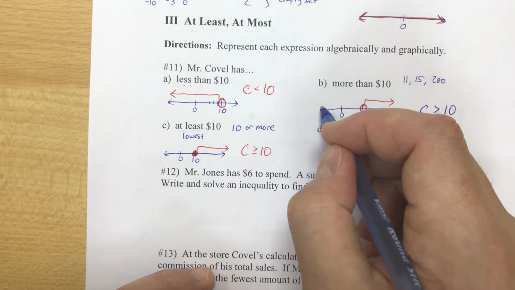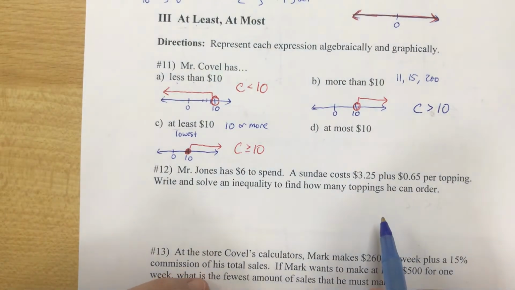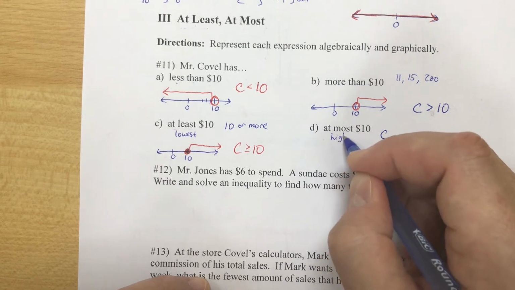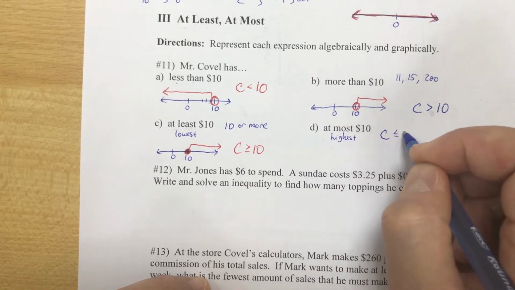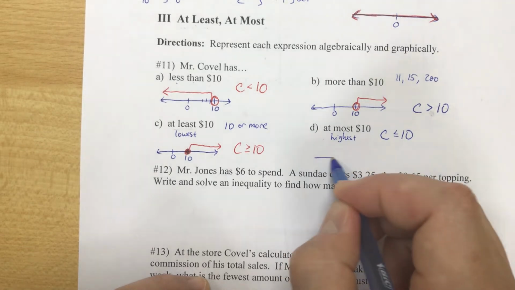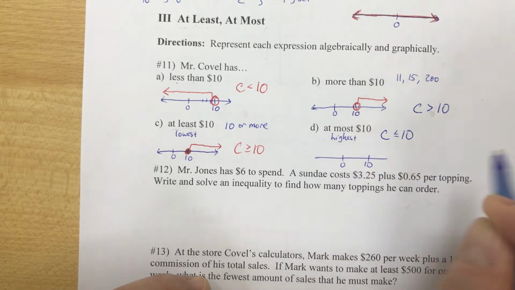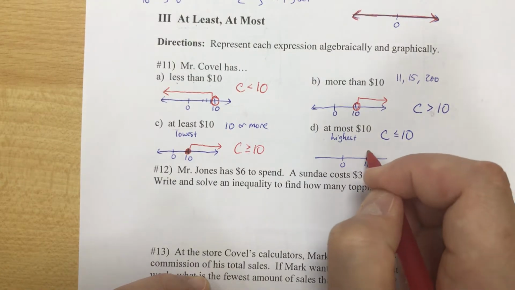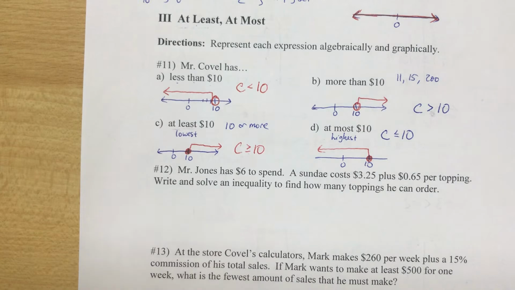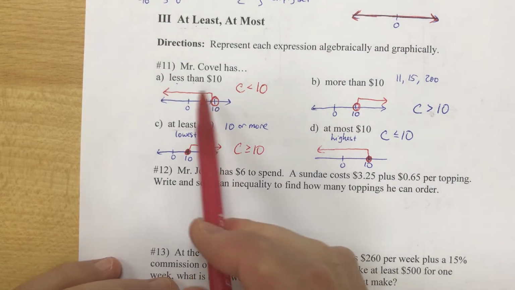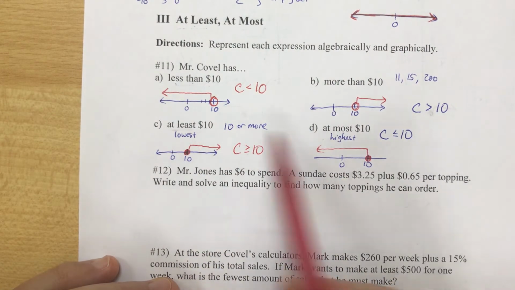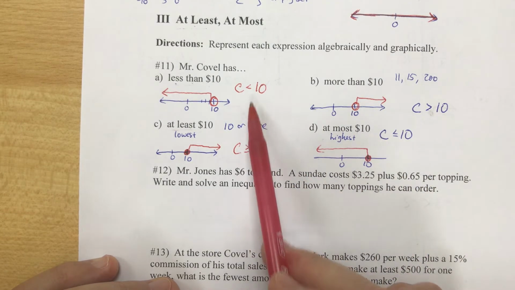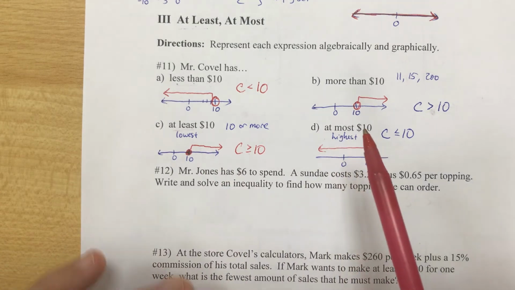Now the last one, at most $10. At most, that means at the highest. The most I have is 10. That means I have less than or equal to 10. So 0, 10. Now I can have 10, so I close this, but less than or equal to goes to the left. So we've got to be able to take the vocabulary and change that into the inequality symbols, and change it into the graphs.